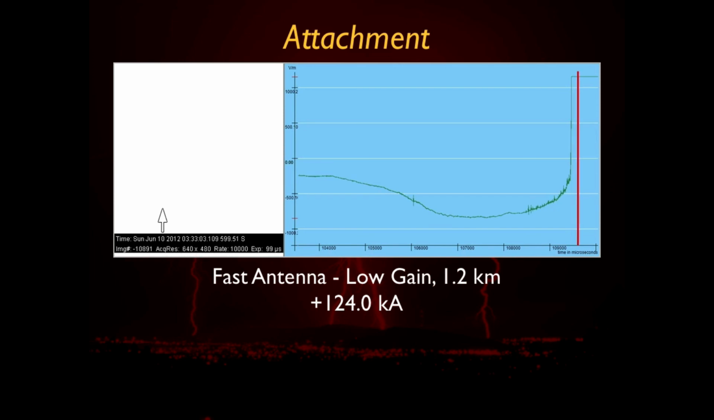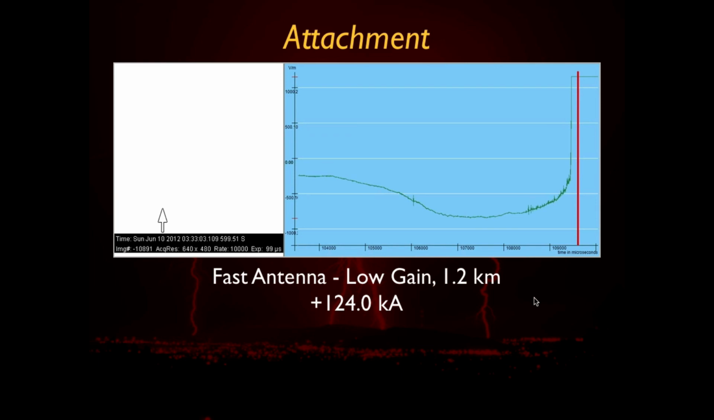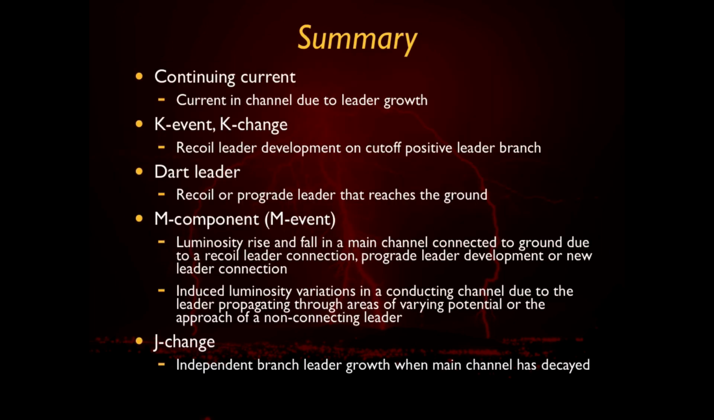And the connection. So this was a great case to show that the stepping that's seen in the last couple milliseconds likely could be due to upward connecting negative leaders that develop from objects. So in summary, as far as the different components of flashes, we believe that continuing current is simply the current in the channel due to leader growth.